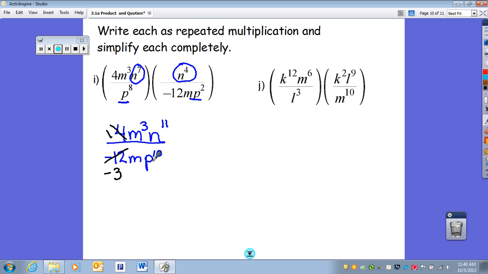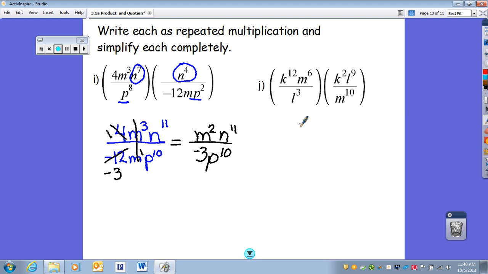The n and the p don't have anything to simplify with, but the m's do. So there are 3 m's in the numerator and 1 m in the denominator. So if I were to keep the base, the m, and subtract 3 minus 1, that would leave me with 2 m's left in the numerator. I still have my n's, n to the 11th. I have the negative 3 left in the denominator. I've taken care of the m's already, and now I also have p to the 10th left in the denominator.